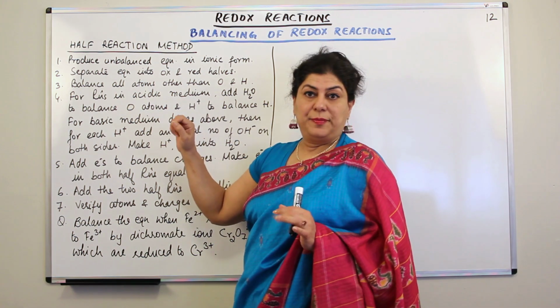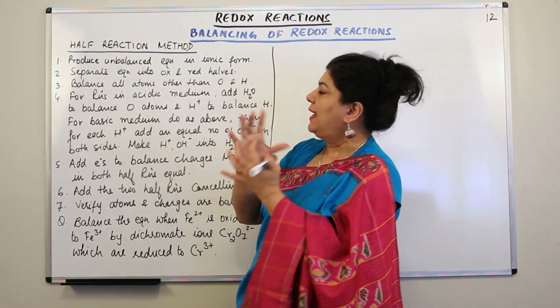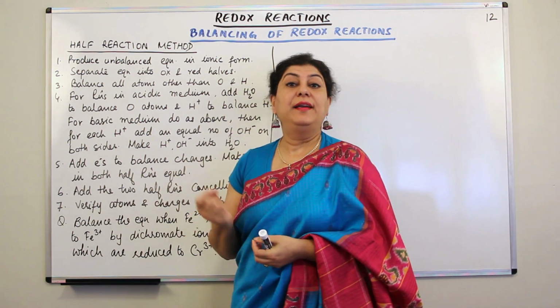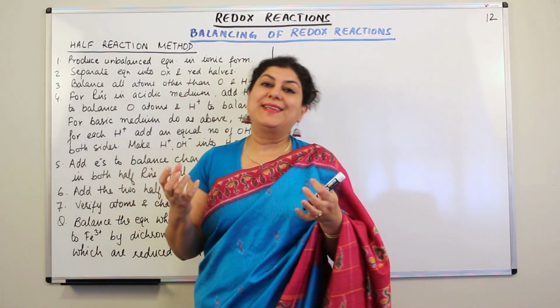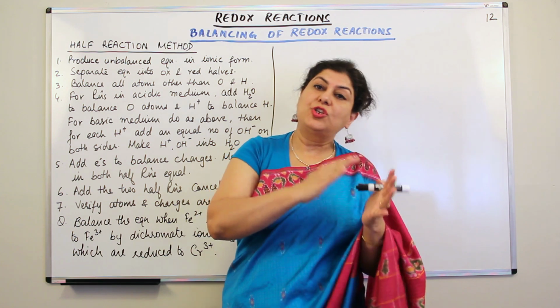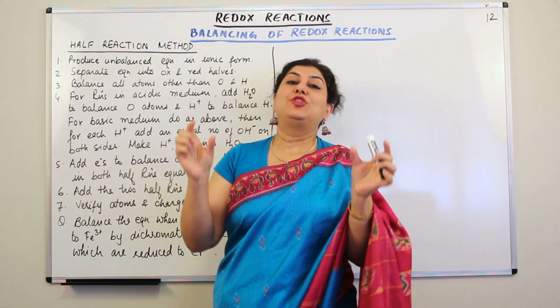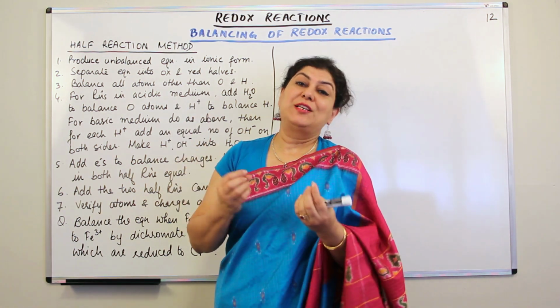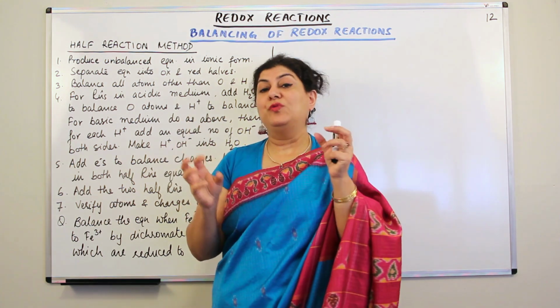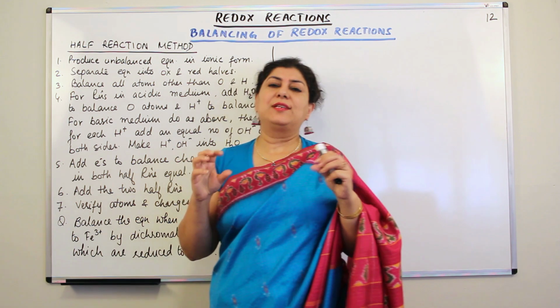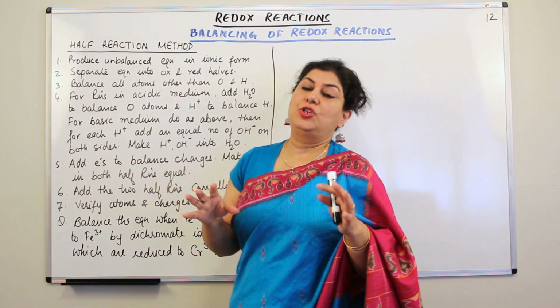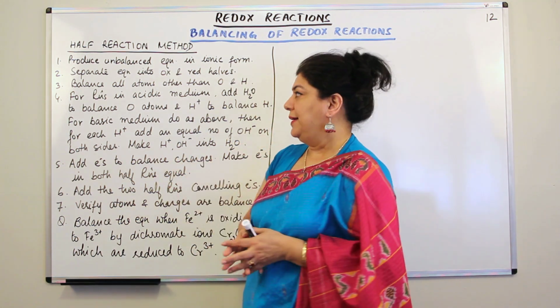In the next step, what do we do? We balance all atoms other than oxygen and hydrogen. So the species that you have, the ones that got oxidized or reduced, those are the ones that you will be balancing first. So all atoms of elements which are not oxygen or hydrogen are balanced.